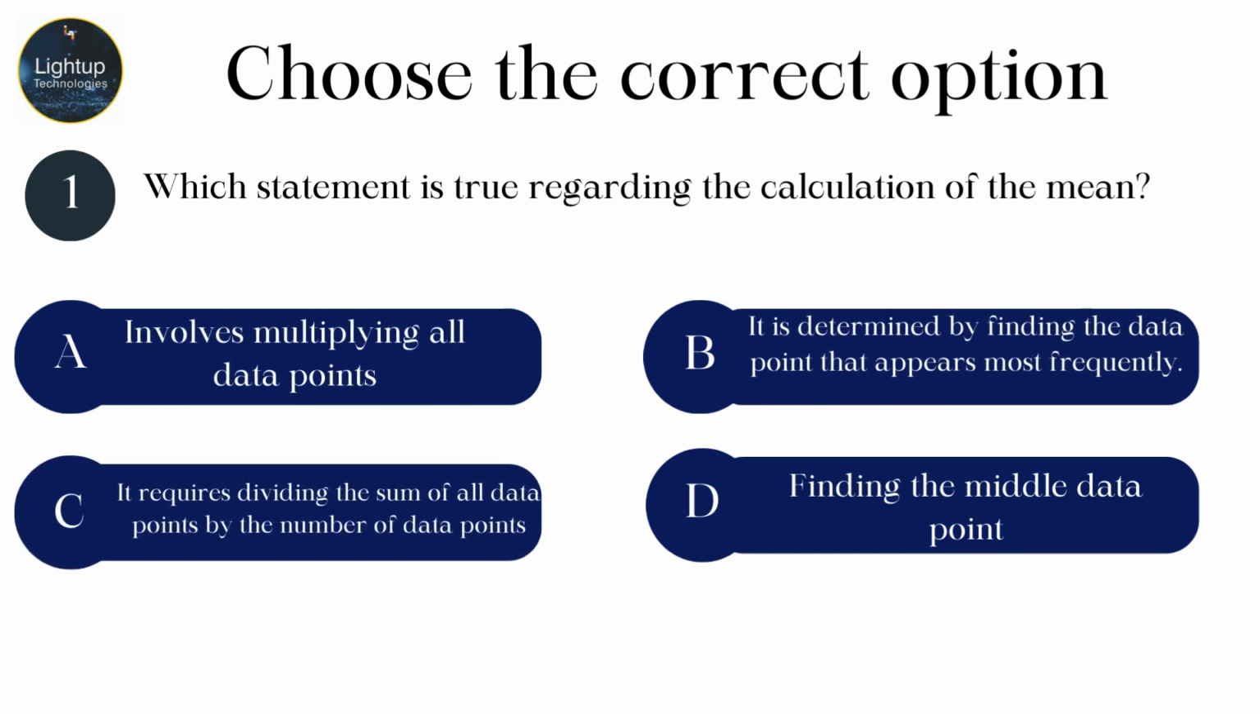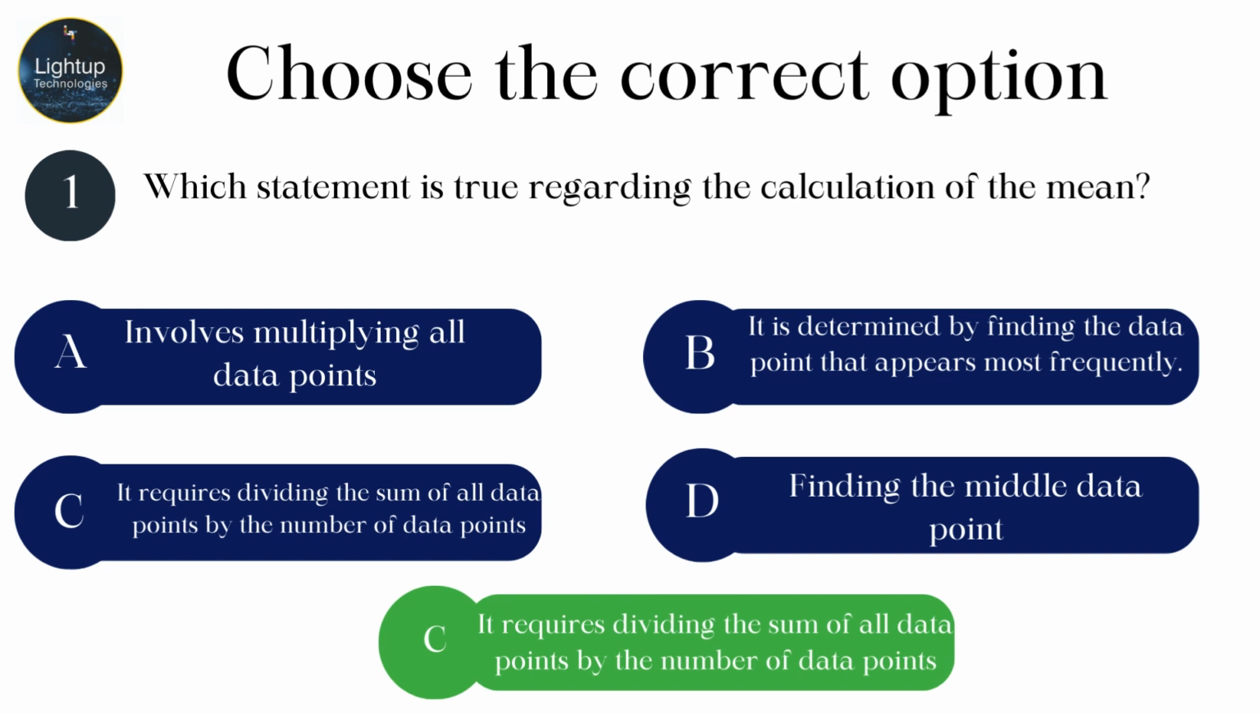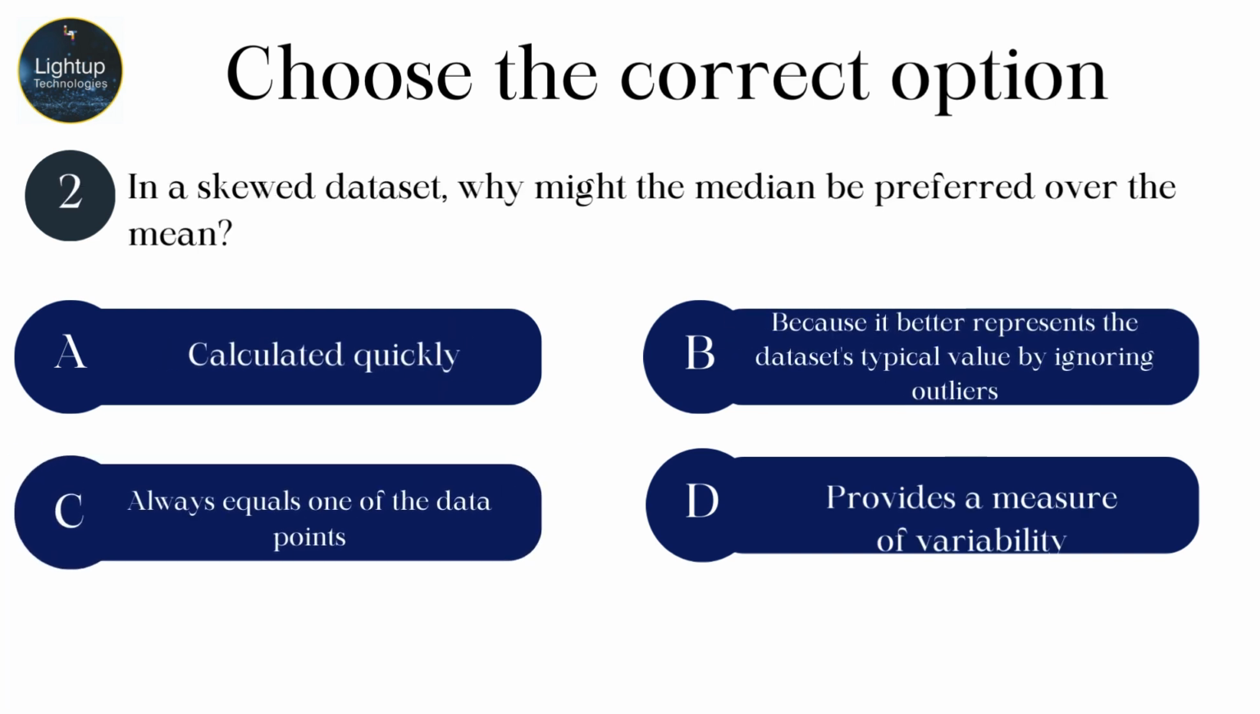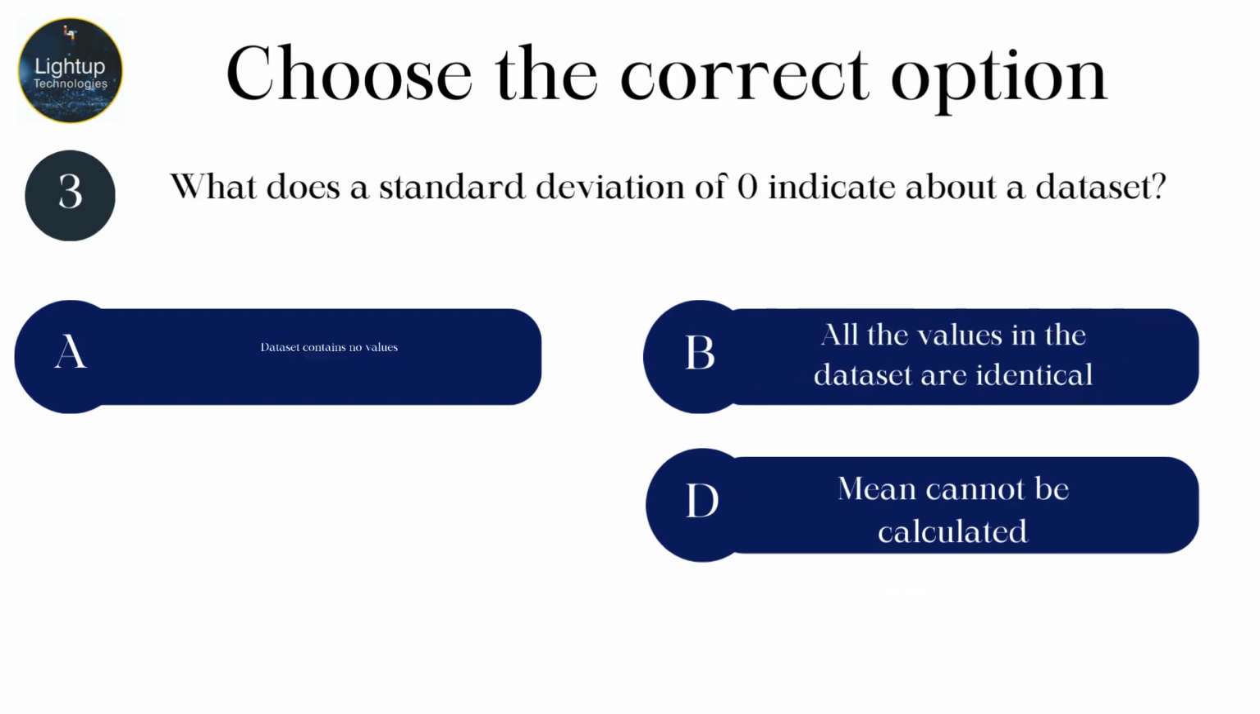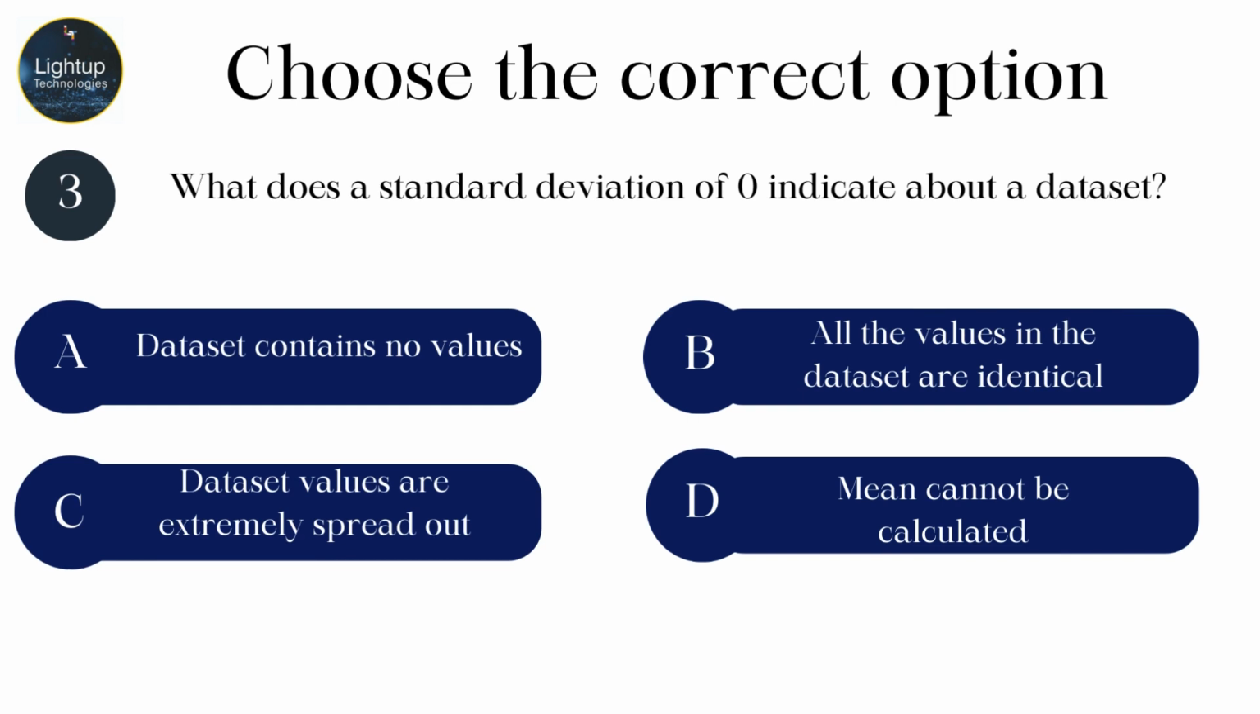Which statement is true regarding the calculation of the mean? In a skewed dataset, why might the median be preferred over the mean? What does a standard deviation of 0 indicate about a dataset?